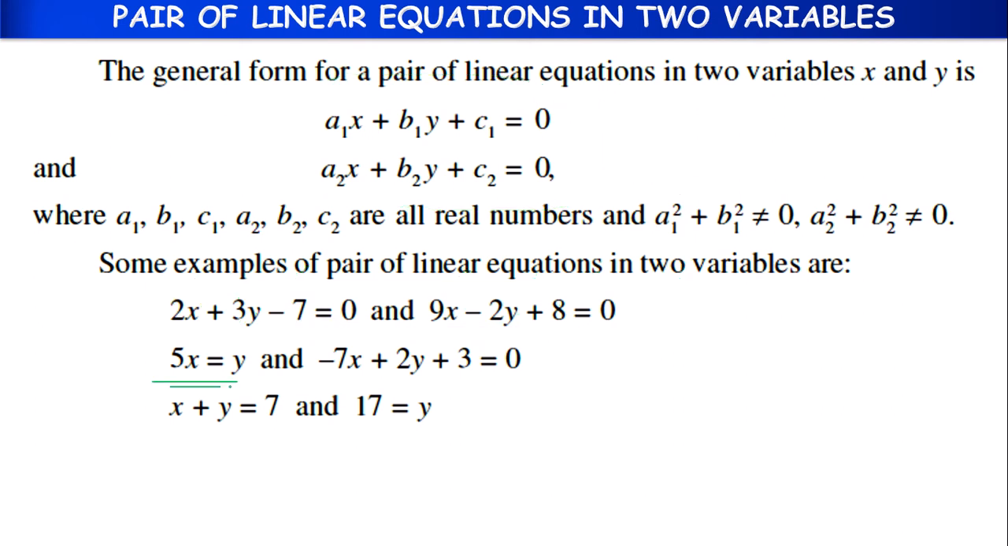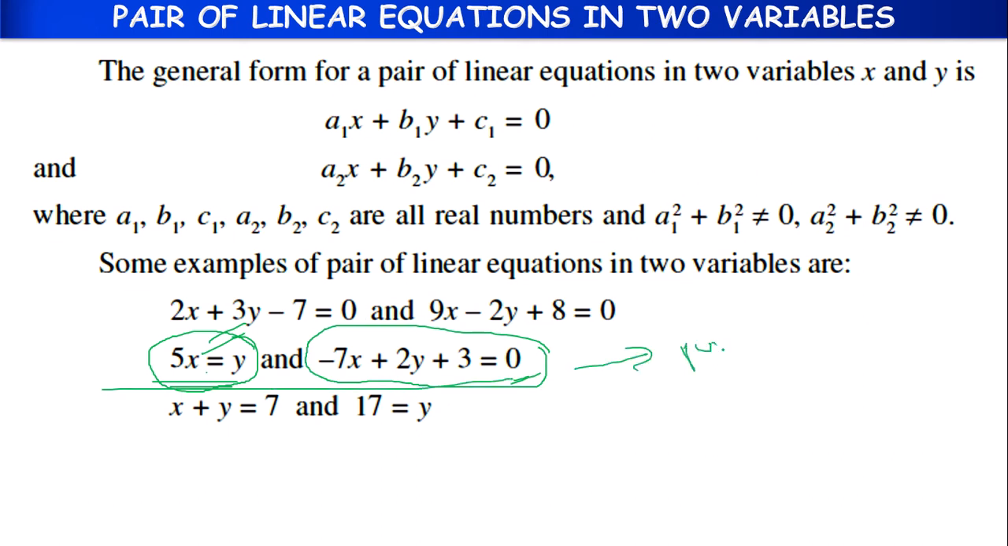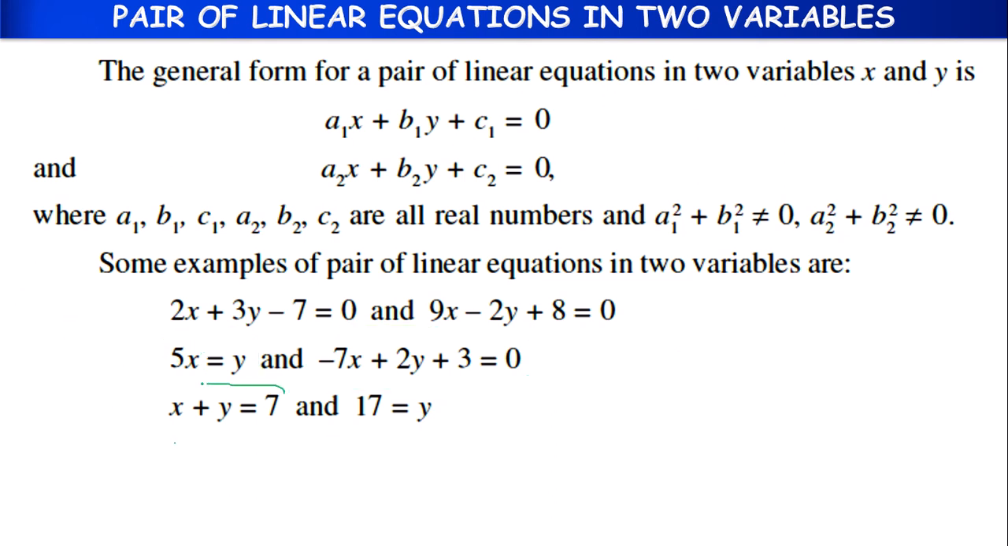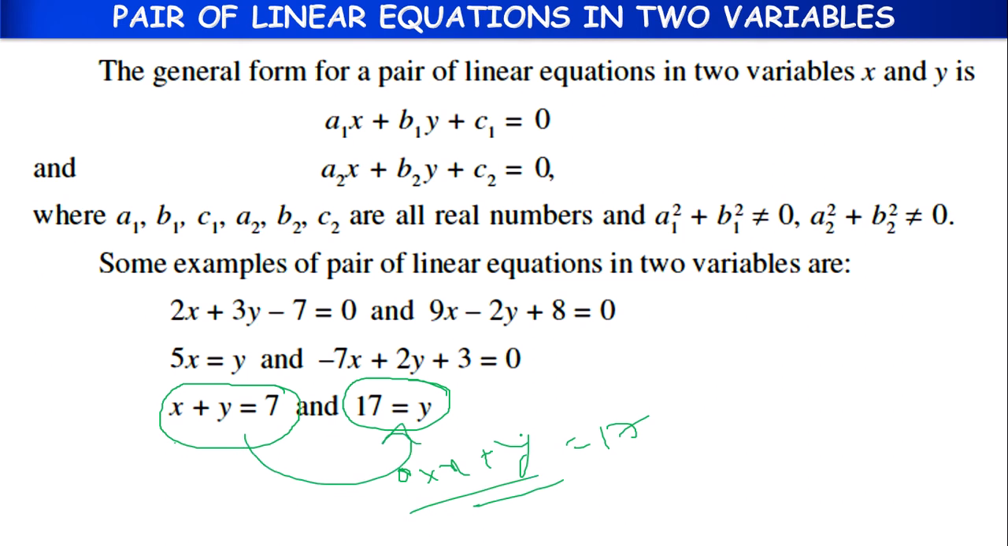Or we can take 5x equal to y, which is also a linear equation in two variables, and minus 7x plus 2y plus 3 equal to 0. These two equations will also be considered a pair. In the first equation, we don't have the constant c1, so we have to assume c1 equals 0. Similarly, x plus y equals 7 and 17 equal to y, or we can take it as 0 into x plus y equals 17. Then these two will also be considered a pair.